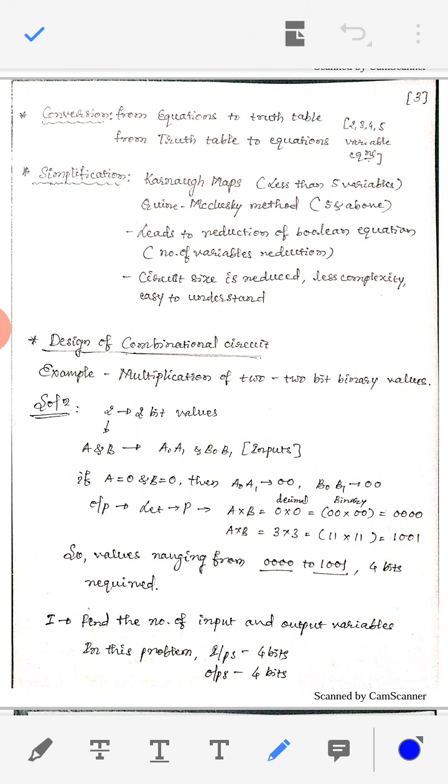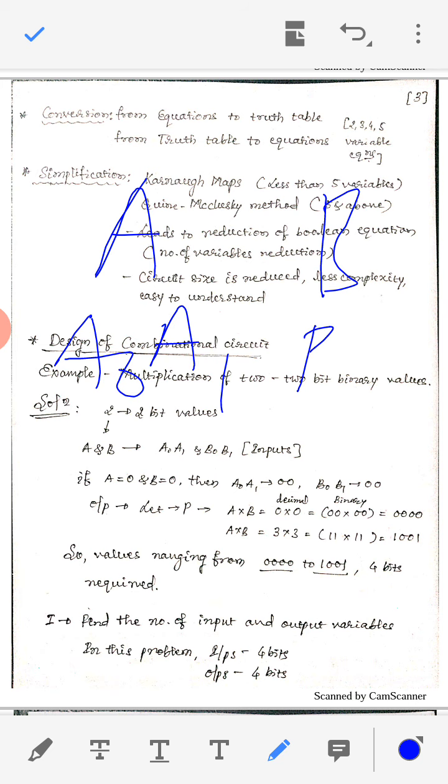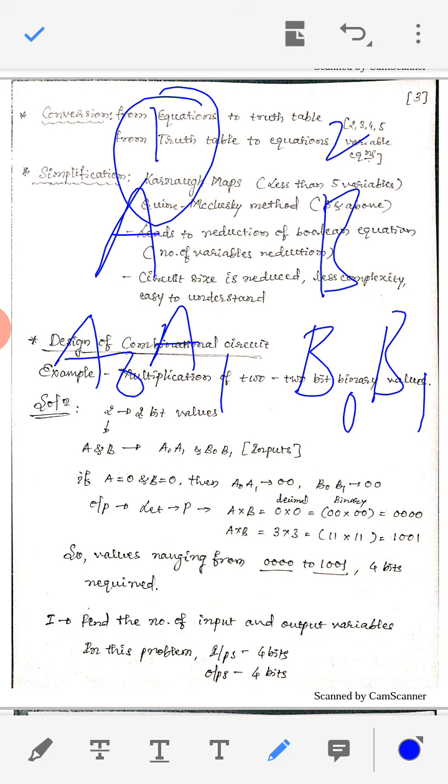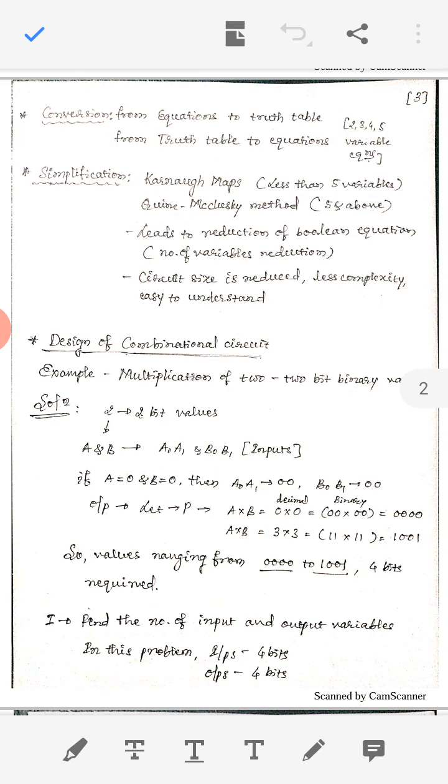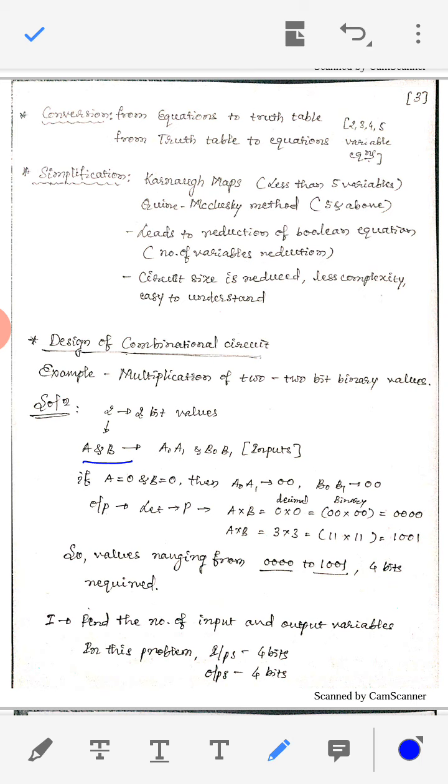There are two variables we can call A and B, each of 2 bits. This one we can call A0 A1 and this one B0 B1. One value and a second value, each of 2 bits, means A is 2 bits, B is 2 bits. So like this we need to take. The same thing we can see here, A and B two variables, A0 A1 and B0 B1.